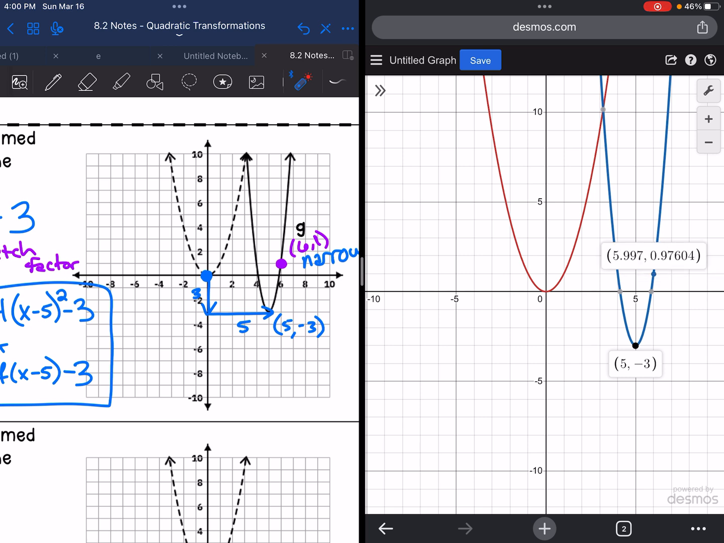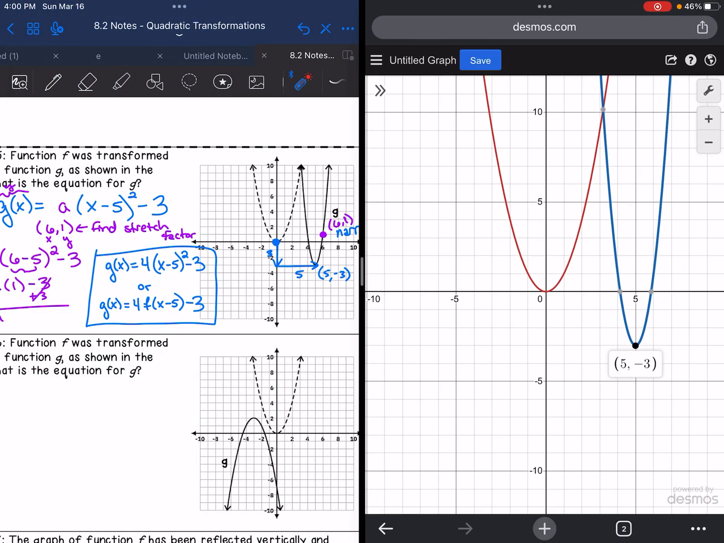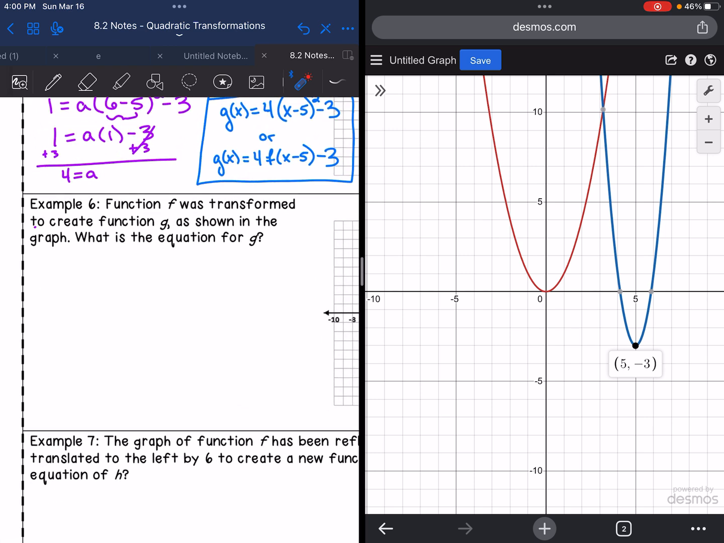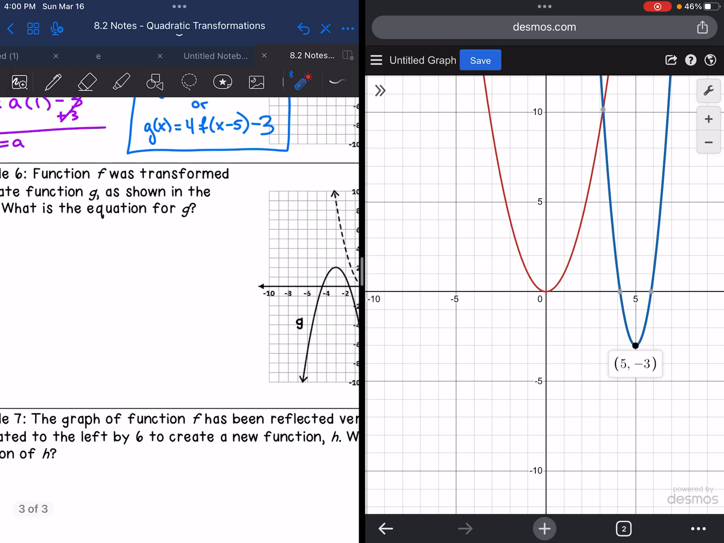Looking here at (6, 1), it's going through there. And everything looks right. It's narrower than it was before. We're good to go. All right, and so let's look at example 6. Function f was transformed to create function g as shown in the graph. What is the equation for g?